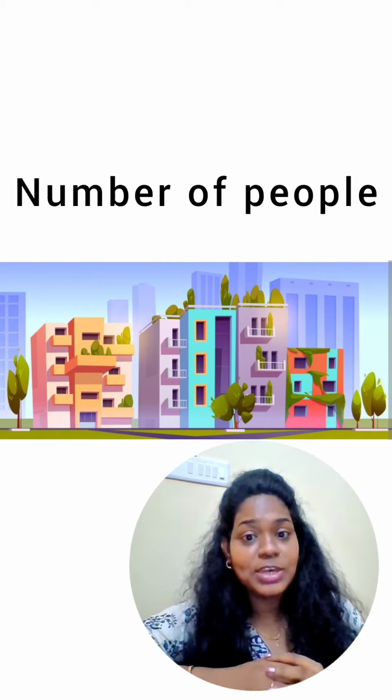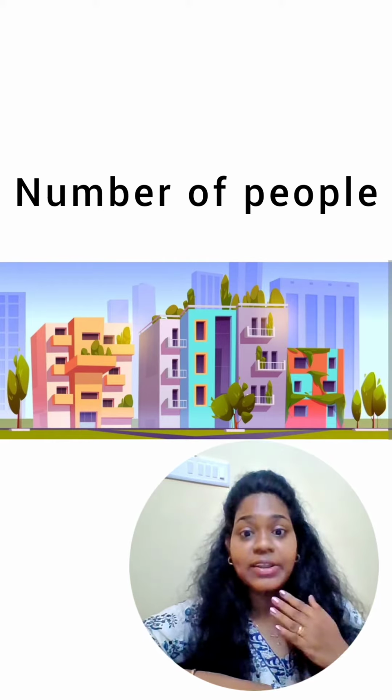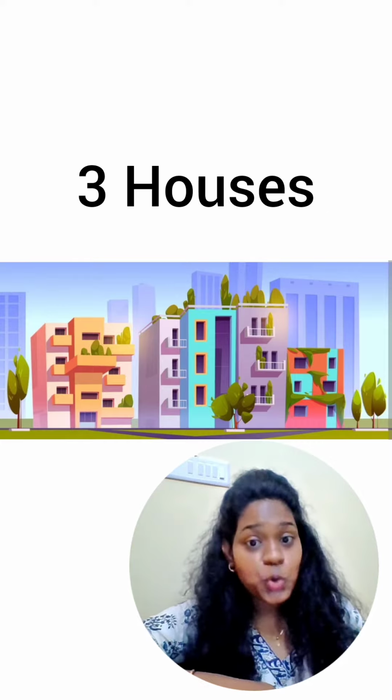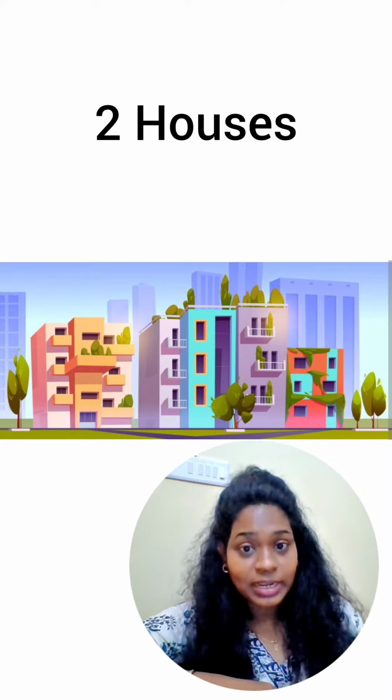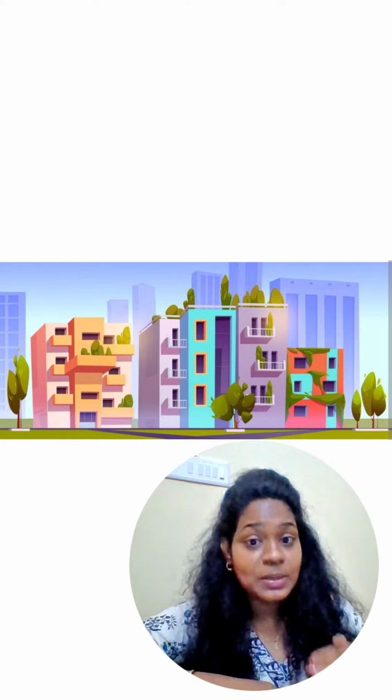Let us say we are calculating the number of people living on our apartment floor. There are three houses on our floor and two of these houses have four people living in it and the third house has three people living in it. How many people are living on our floor?